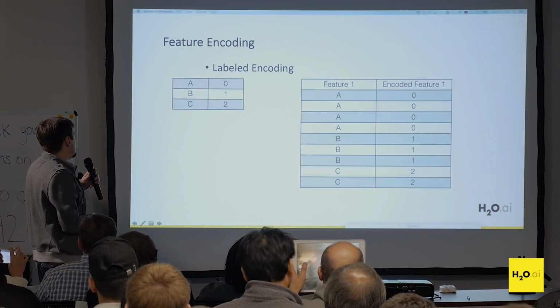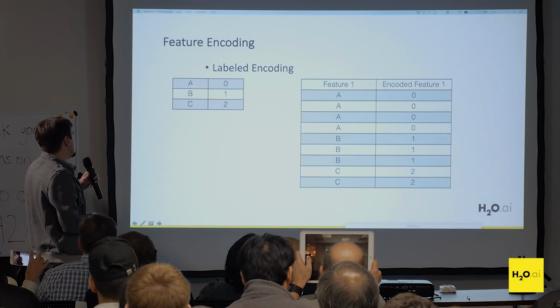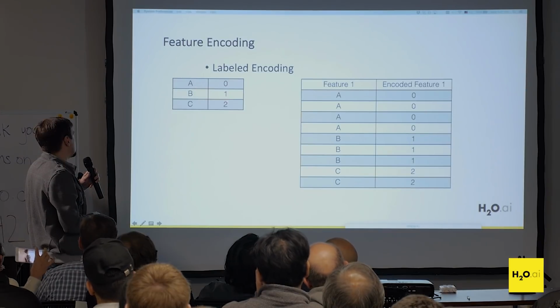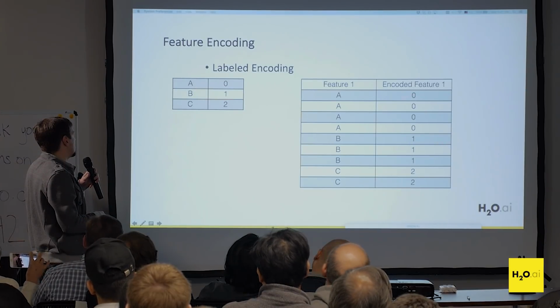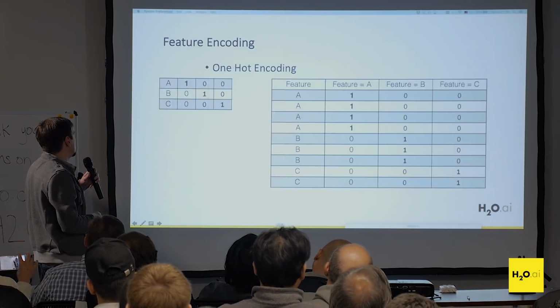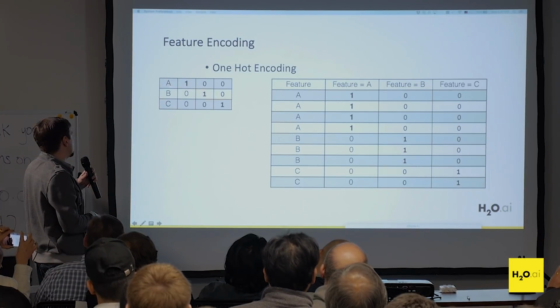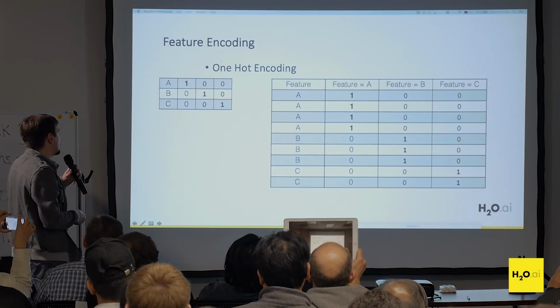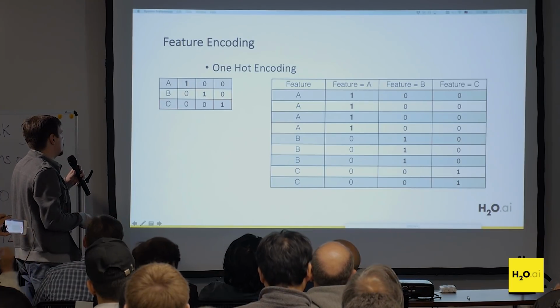So as an example, with label encoding, you have three categories A, B, and C. You just map each category to some specific integer number and replace it in your data set. For one hot encoding, you have again these three categories, but you create three different columns to represent these three features.